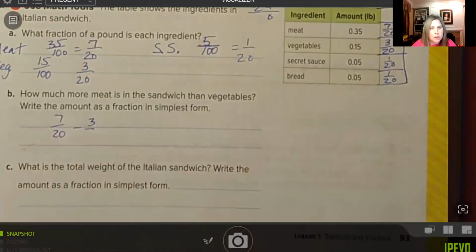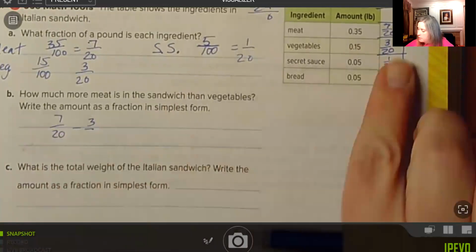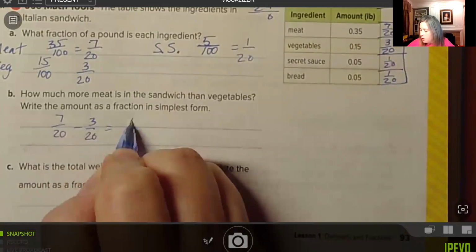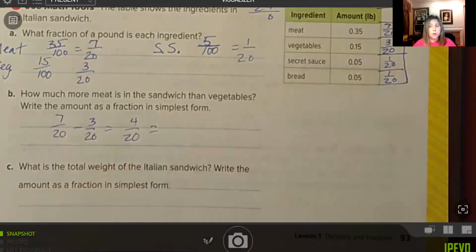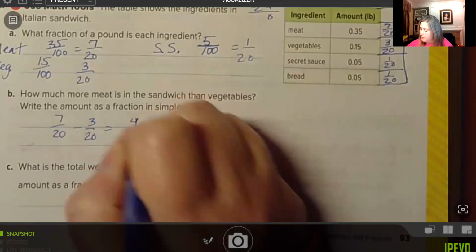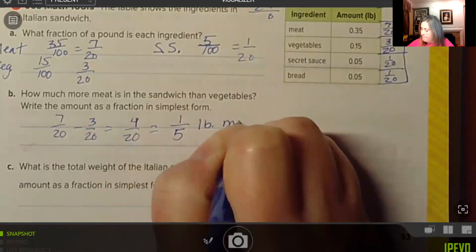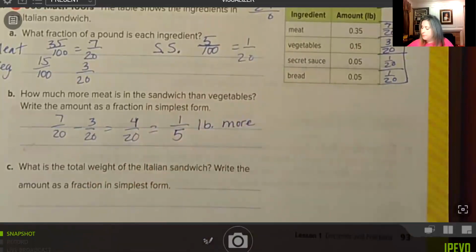So that was, let me just double check. How much more meat is in the sandwich than vegetables? Okay, good. So yes, 7/20ths minus 3/20ths is 4/20ths. And then we always simplify. So we look at this and see that 4 and 20 are both divisible by 4. So we get 1/5 of a pound more meat than vegetables.